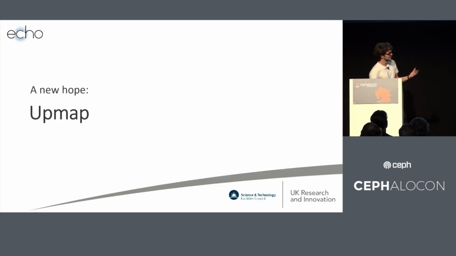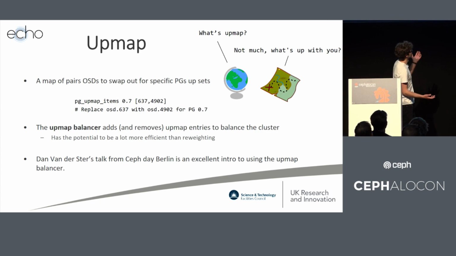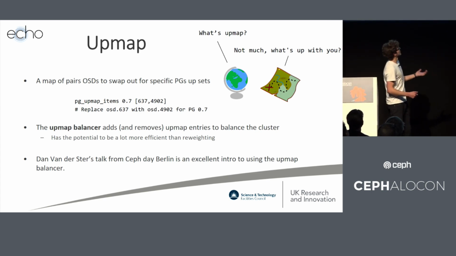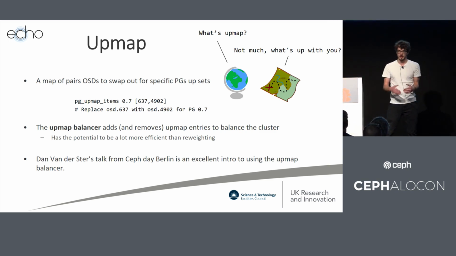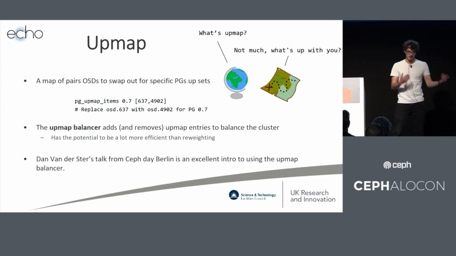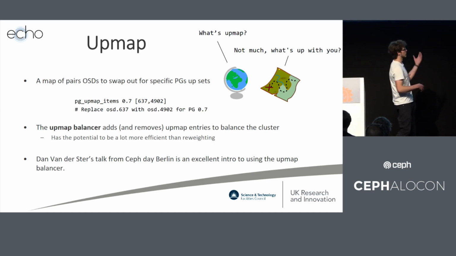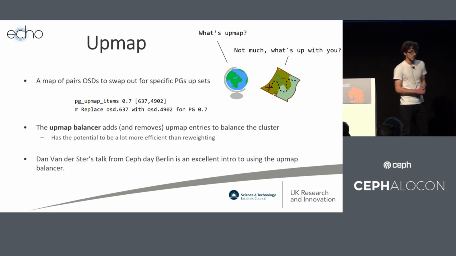But luckily, the Ceph developers had been thinking about this, and UpMap came along. So just very quickly, what's UpMap? UpMap is a new part of the crush calculation that happens after you still do the crush calculation. You end up with a set of OSDs for a placement group. You then check in the UpMap, which is basically a hard override, which says, if this OSD is present in this placement group, replace it with another OSD. And this is really cool.